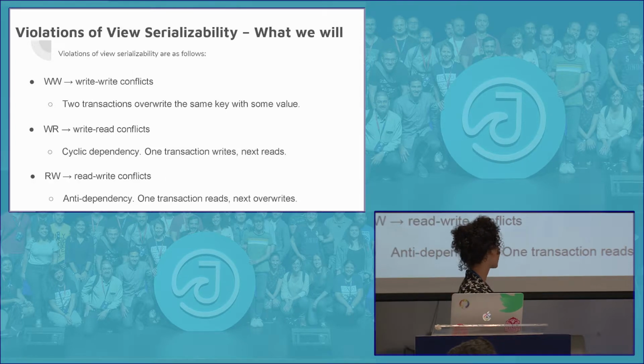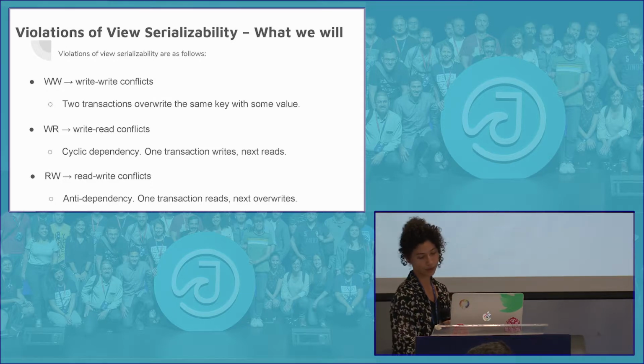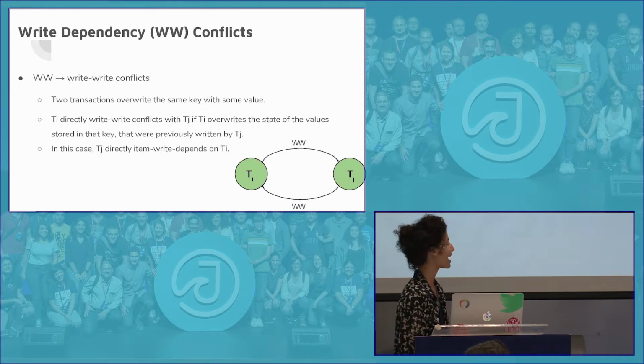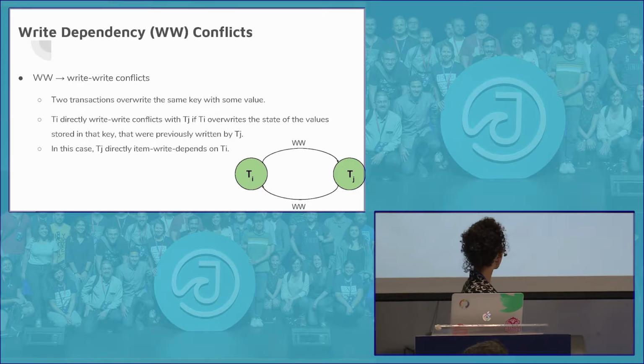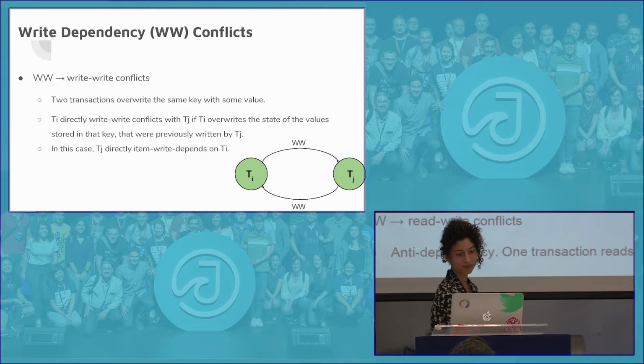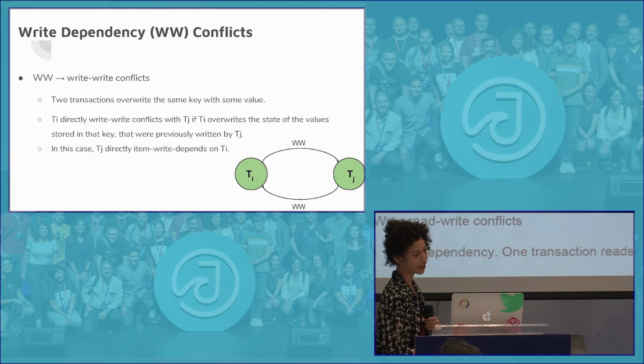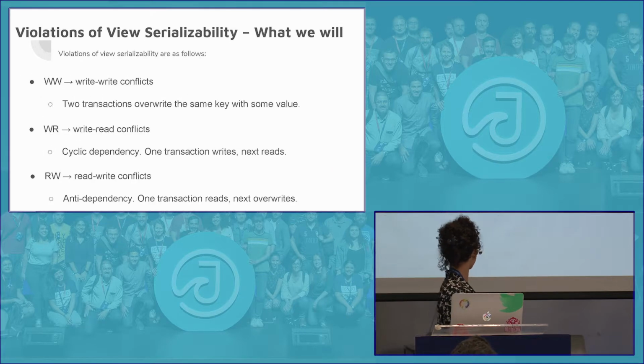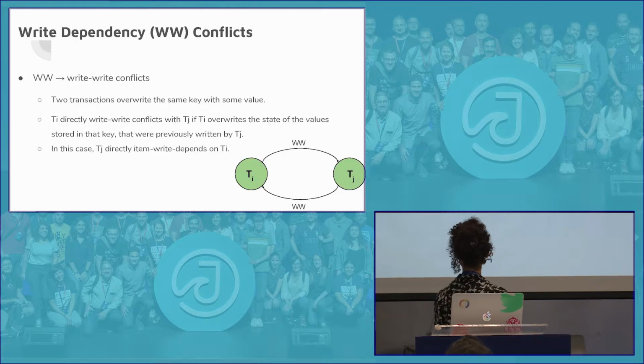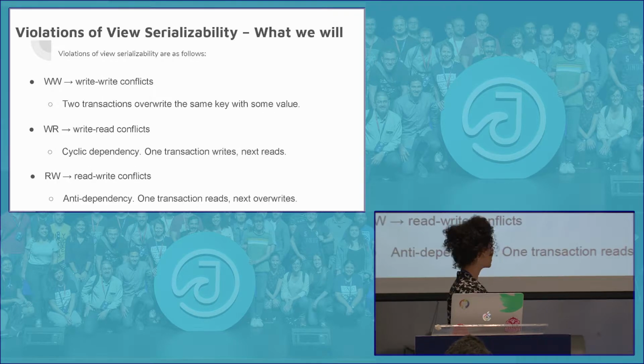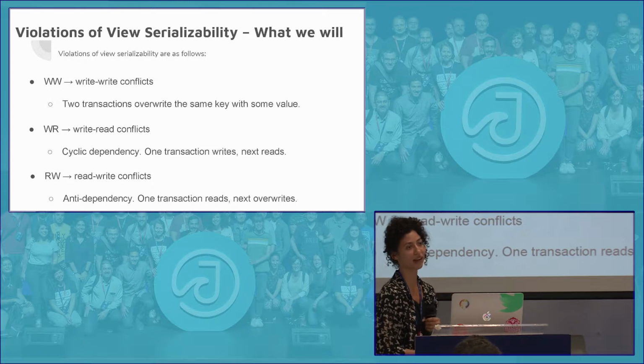Just to say, write-write conflicts, where two transactions overwrite some key with some value. Read-write or write-read conflicts, where you have some cyclic dependency, in which each transaction reads some value that another one has written. And you have these anti-dependency cycles, in which one transaction reads a value which is then overwritten by a following transaction.